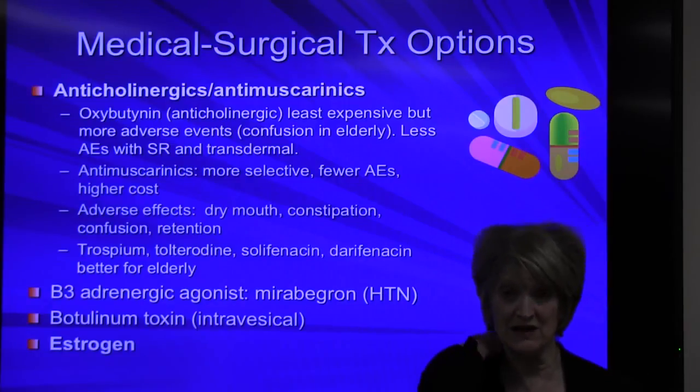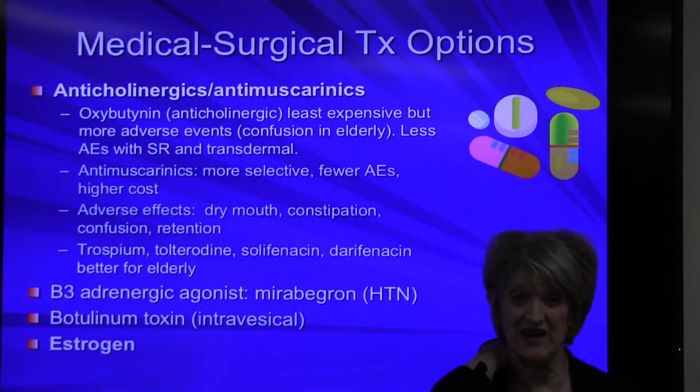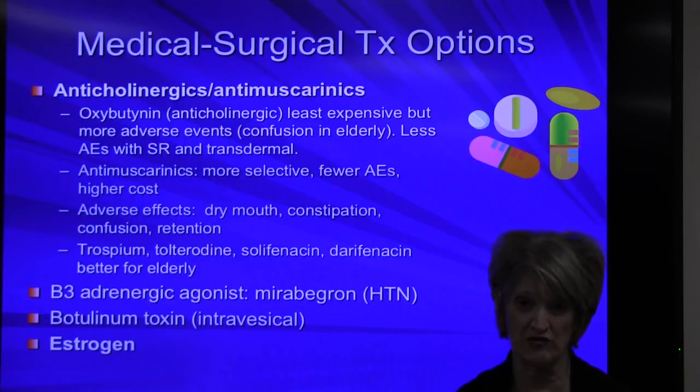Now remember, it's a type of sympathomimetic, so the most common side effect is hypertension, which occurs in about 7 to 11% of patients. So we have to be alert for that. And we probably would not want to use this in a patient who had a history of hypertension. But this is another option for pharmacologic management of overactive bladder.